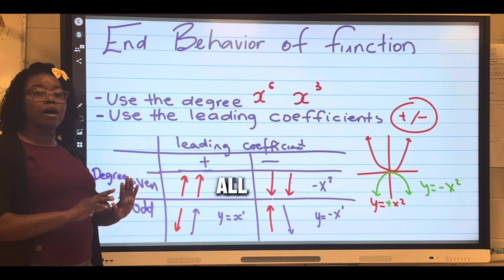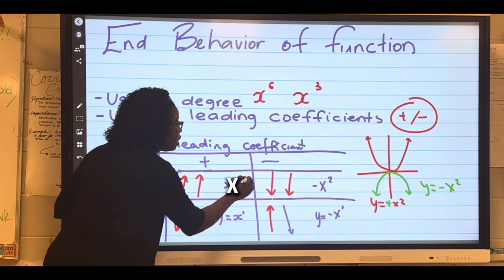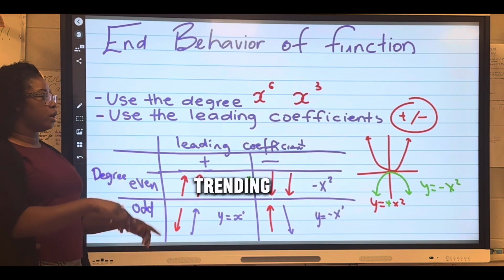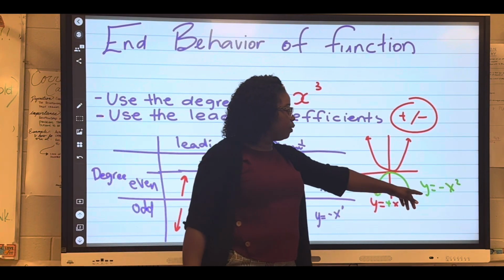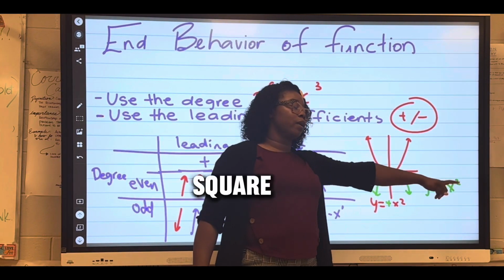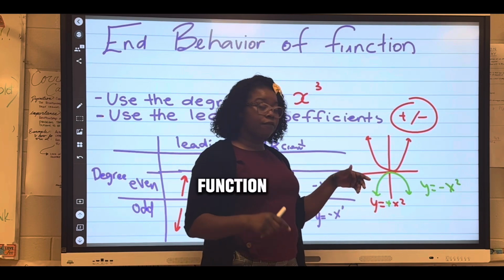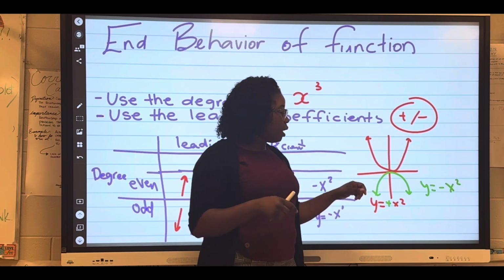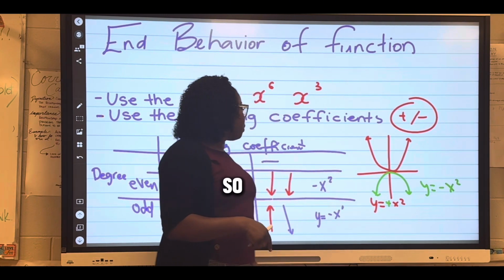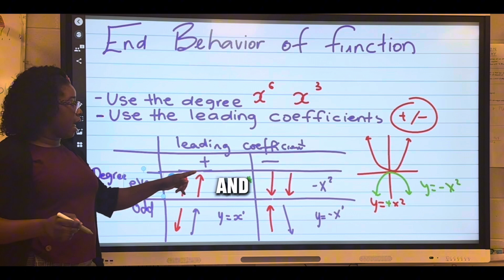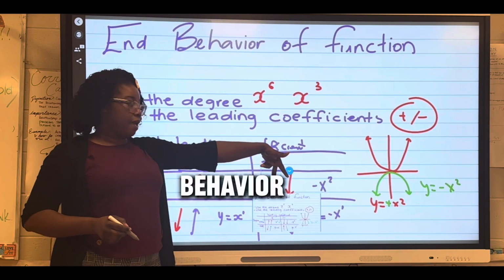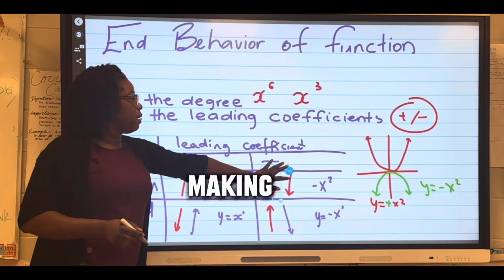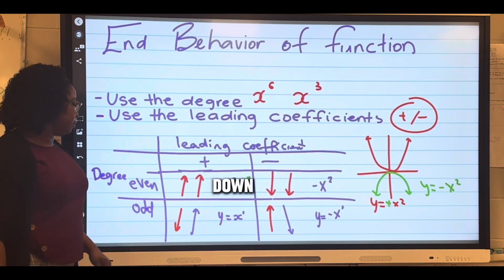And this happens for all even exponents. So if you see x to the 4, x to the 6, x to the 8, or whatever the case is, you know they're both trending upwards. If, for example, you see y equal negative x squared, you realize that your function is flipped, or reflected, against the x-axis. So they're both trending downwards. So we say if it's even and negative, both end behaviors will be going toward negative infinity, hence both going down.